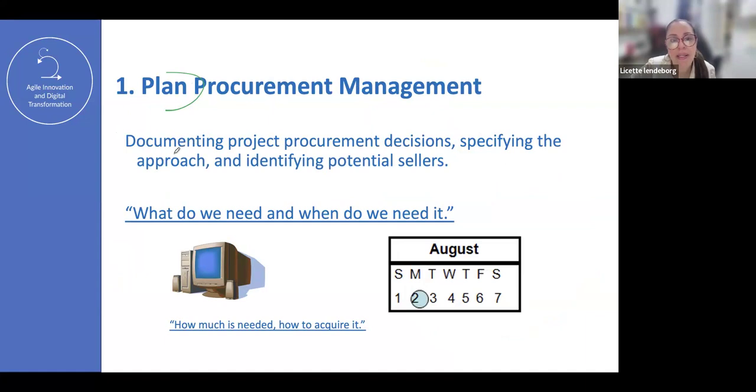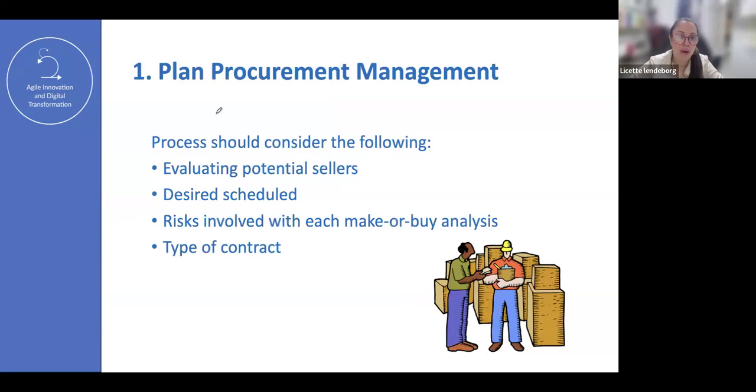Planning procurement is documenting the decisions. What do we need to buy? When do we need those items? How much do we need? And how are we going to buy those items? That is about planning. Let's put it in black and white, what to do. So when you see plan procurement management, you need to take into consideration a couple of ideas. You need to evaluate the potential sellers.